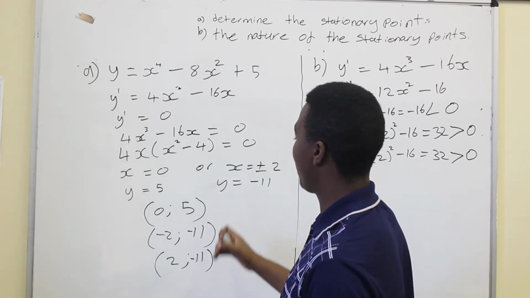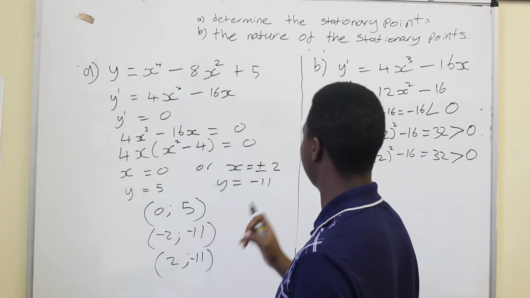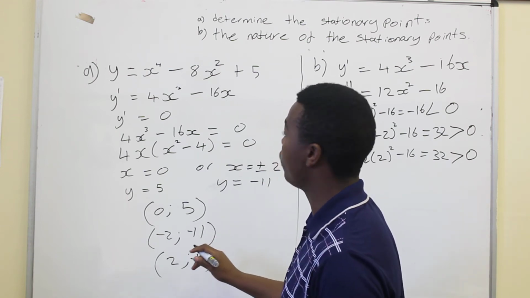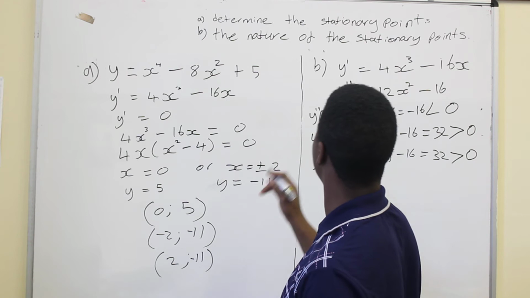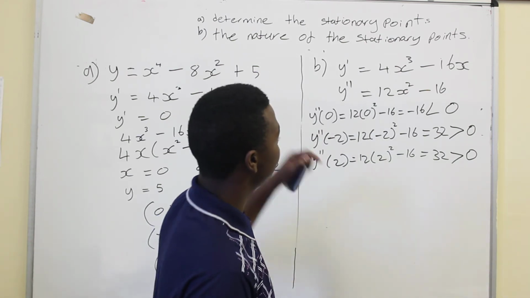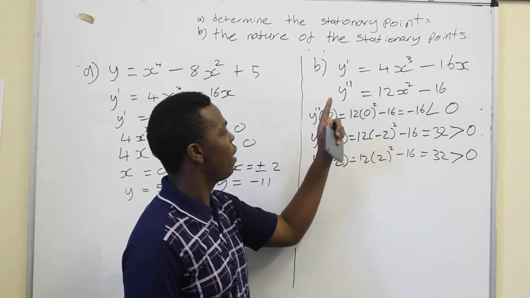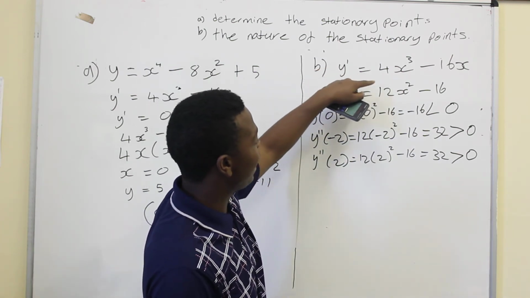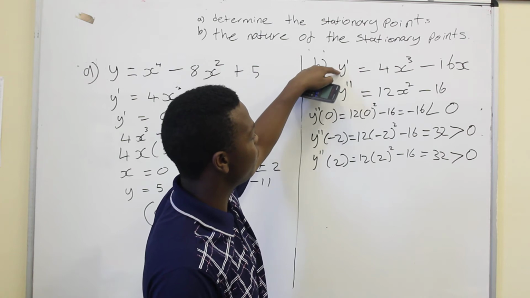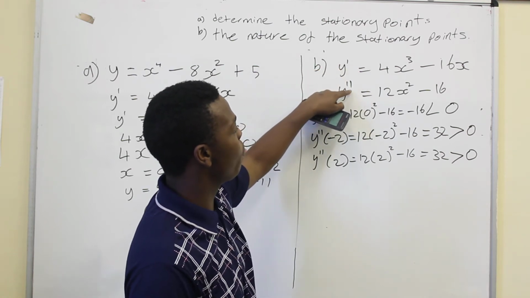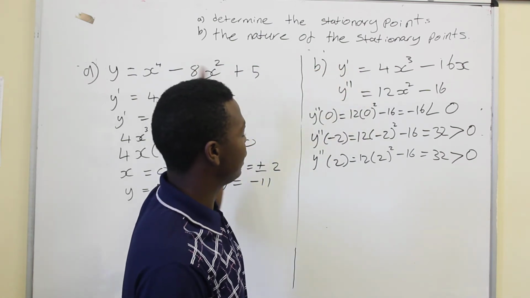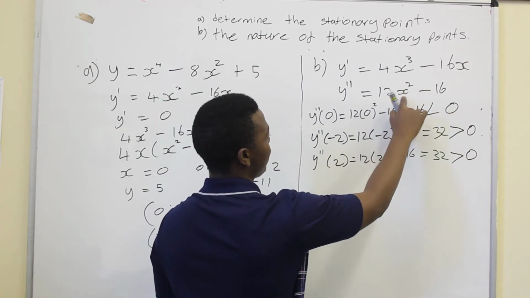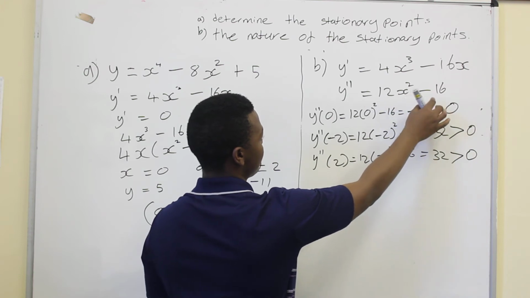Now I have to determine the nature of the stationary points. To determine the nature of the stationary points, I need to find the second derivative, and I get it from the first derivative. So it's now y prime of that function, and my answer was simply 12x squared minus 16.